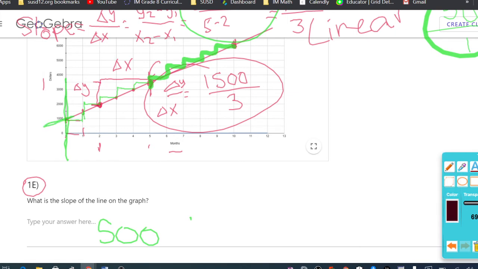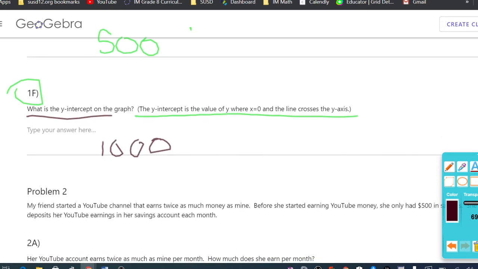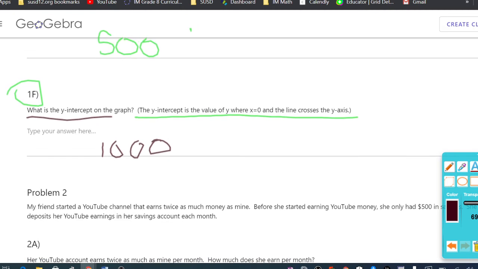What is the value where the line crosses the y-axis? It's 1,000 right here. Okay, what is the y-intercept on the graph? It's 1,000. What do you think that 1,000 means?